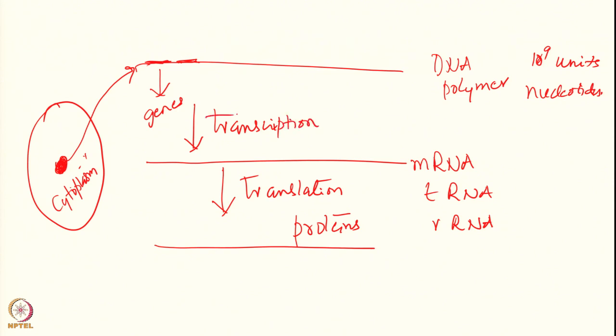And the translation generates the proteins. Okay. So now ultimately our objective will be to understand the structures and how these processes happen. Of course, this is very complex. There will be many, many different kinds of proteins involved in every step, and it is an extremely complex process.